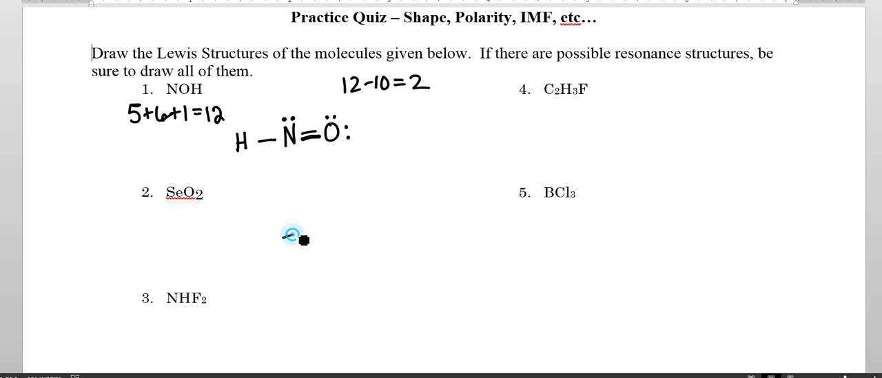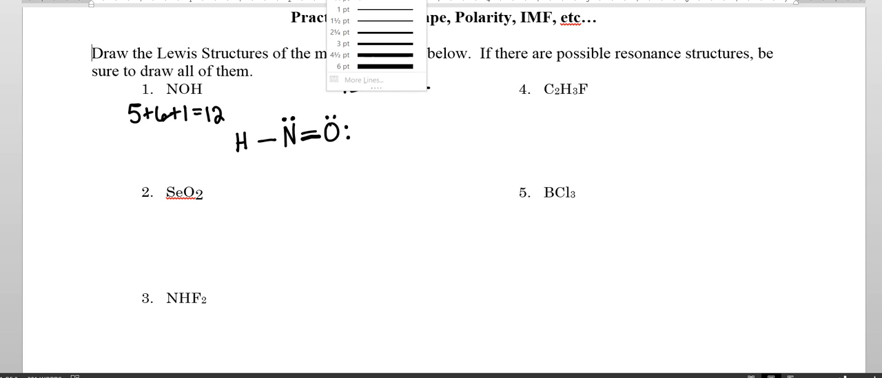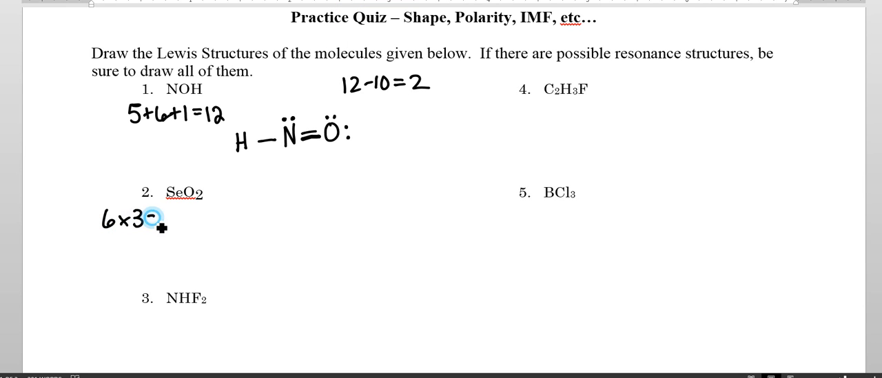Let's look at problem number 2 here. Again, the first step is going to be count up my electrons. So selenium and oxygen, they're in the same column. They all have 6 valence electrons. So 6 times 3, I'm going to have 18 electrons in my picture.